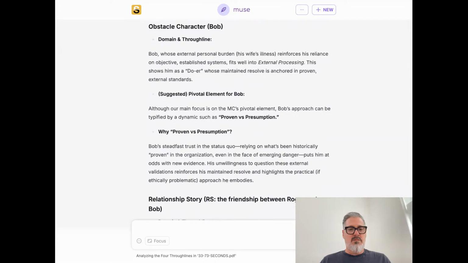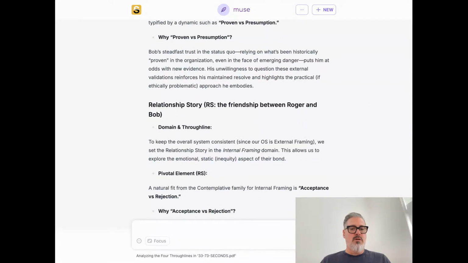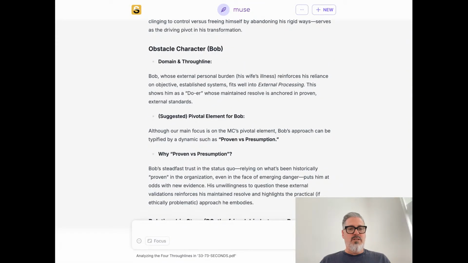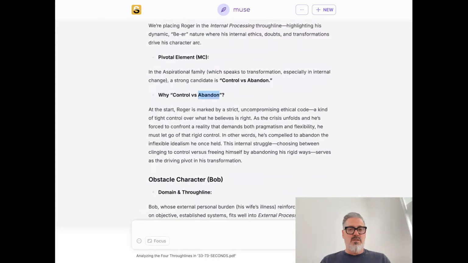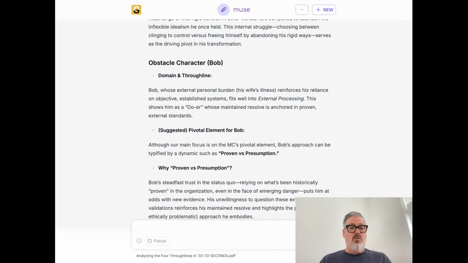Yep, that's fine. It's getting confused. Why? Well, let's look at this though. Bob's steadfast trust in the status quo, even in the face of emerging danger, puts him at odds with new evidence. Huh. Yeah, see, it's all over the place. This is usually a sign that there are issues with the actual story, because there should just be one set of pivotal elements, and one is Bob and one is Roger.